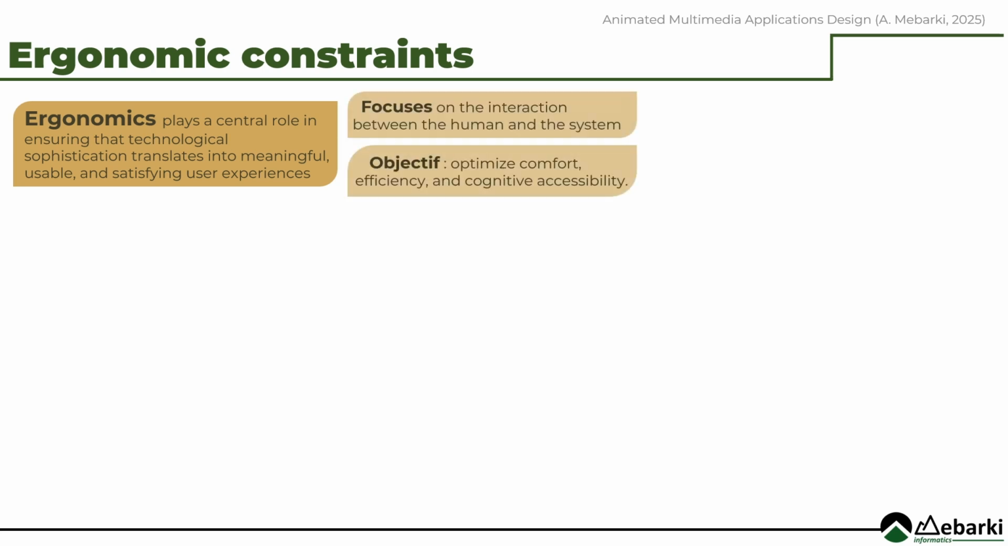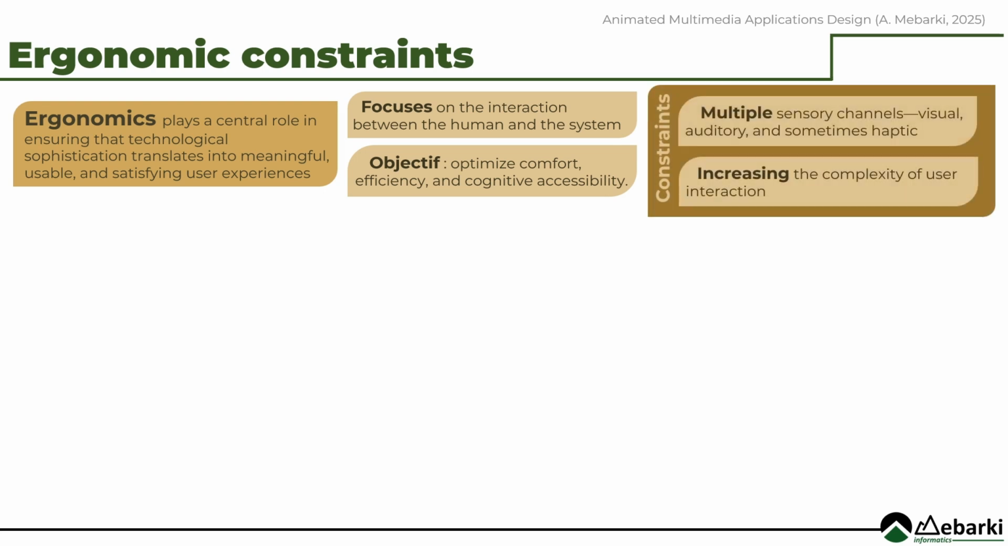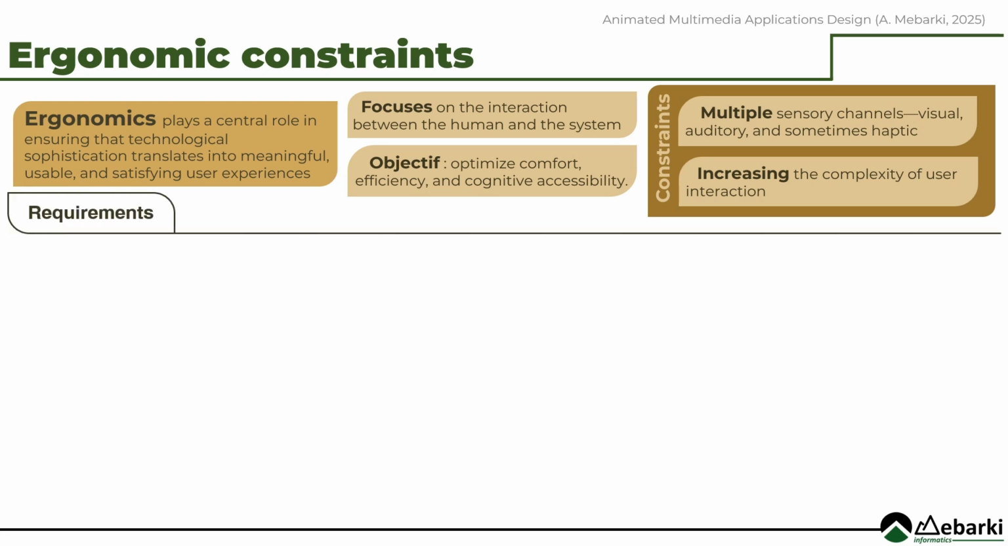The ergonomic dimension focuses on the interaction between the human and the system, aiming to optimize comfort, efficiency, and cognitive accessibility. Unlike purely functional software, MAAs integrate multiple sensory channels, visual, auditory, and sometimes haptic, thus increasing the complexity of user interaction. This multidimensional experience requires a user-centered approach, where design decisions stem from an in-depth understanding of users' needs, contexts, and cognitive capacities. Now let's move on to the requirements specific to animated multimedia applications.